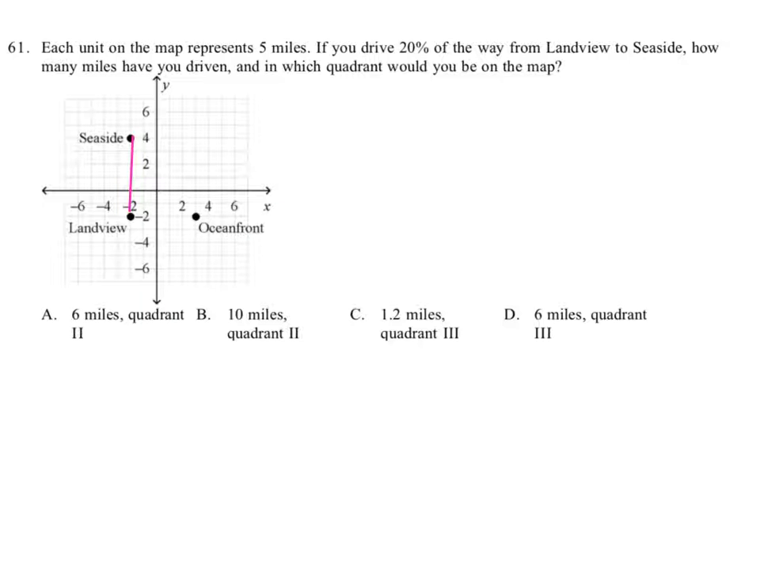See if I can adjust it a little bit. Okay, so this length right here is how many units? Well, if we had the coordinates of each of those two places, and we can easily figure them out, so let's do that. Seaside is at 2, 4, or sorry, I said 2, 4, but it's negative 2, 4.